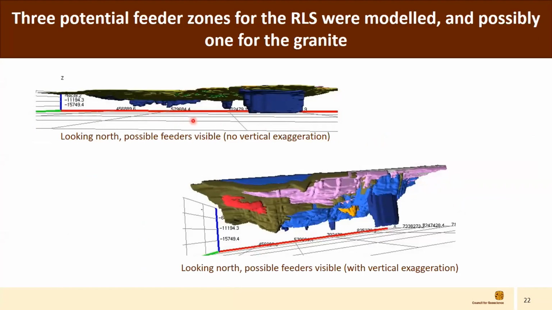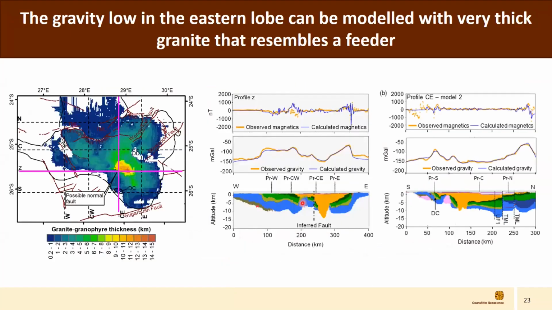Okay, and then the last thing I want to show is the feeders. We modeled basically three feeders for the Rustenburg Layered Suite. I'm looking here from the south, sort of below the model. So the southern lobe and Malopo anomaly there, and then there's another feeder. And then maybe possibly one for the granites in the eastern lobe. If we look first just at the granites, this is the thickness of the granites that are in my model. Now here, obviously, it's the thickest. And then if we look at this profile across here, it looks a lot like a feeder in this model.